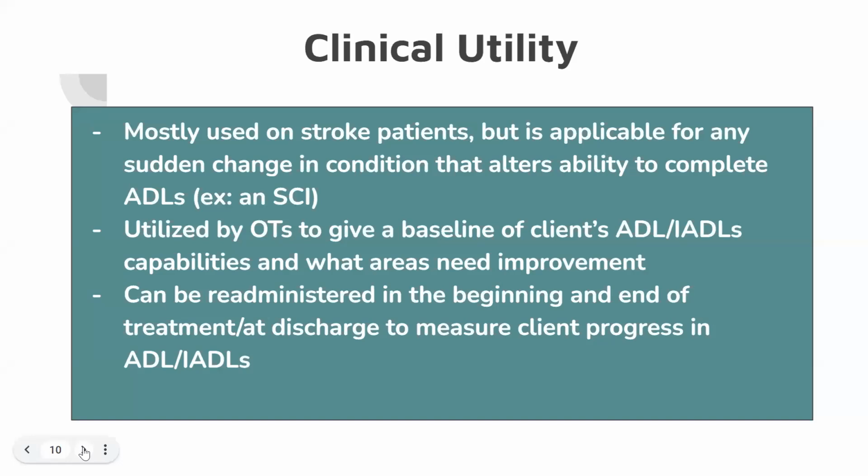Next, we'll look at clinical utility. This assessment is great to use on stroke patients, but it's also applicable for any sudden change in condition that alters your immediate ability to complete ADLs. For example, this would be appropriate to use on a client who got in a motor vehicle accident and sustained a spinal cord injury. This assessment is utilized by occupational therapists to help give a baseline of their clients' ADLs and IADLs, and just different capabilities of what areas need improvement.